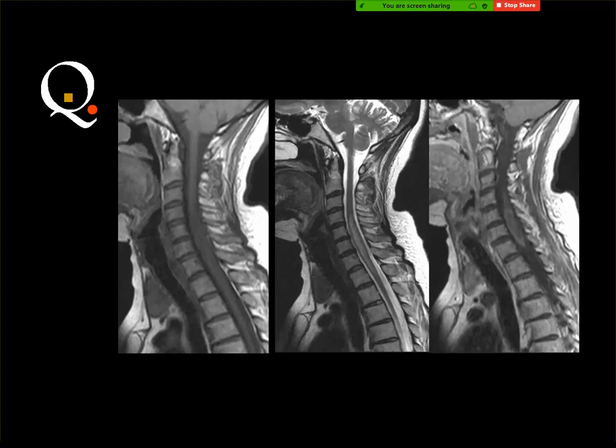Ependymoma. No. Cytoma. No. What you see here is an abnormal signal in the substance of the spinal cord, which is relatively swollen, and this signal enhances after injection of contrast. So it is abscess. No, this is not marginal enhancement.